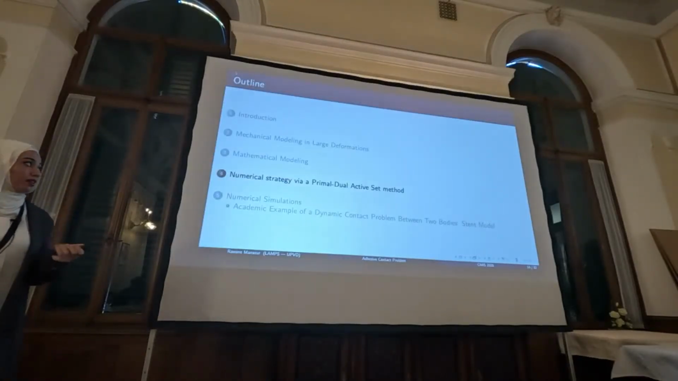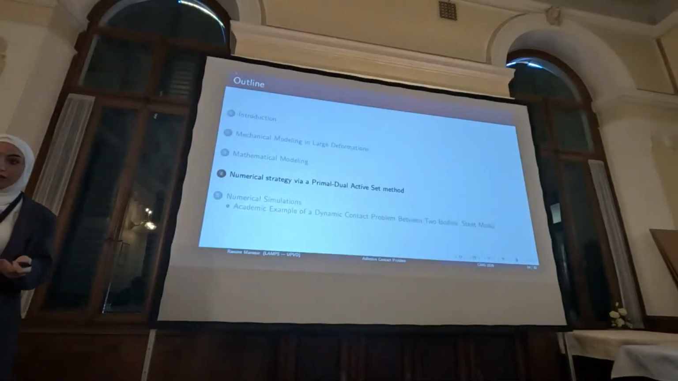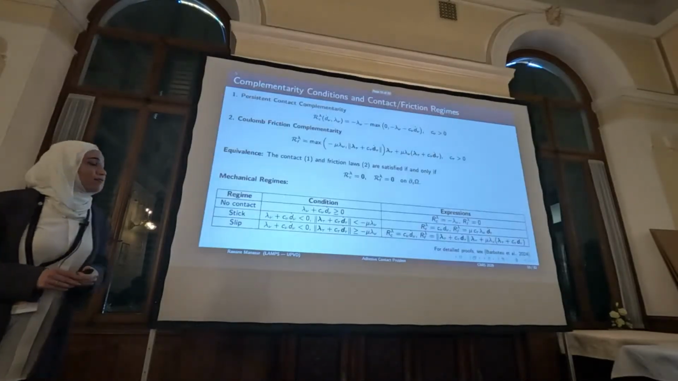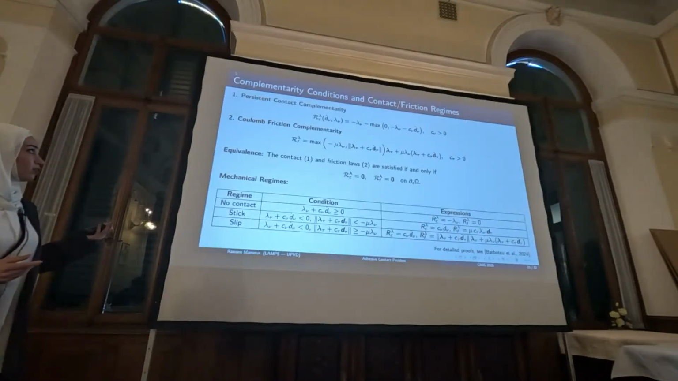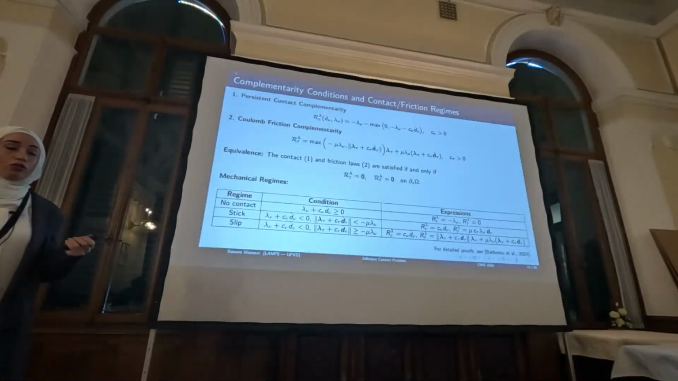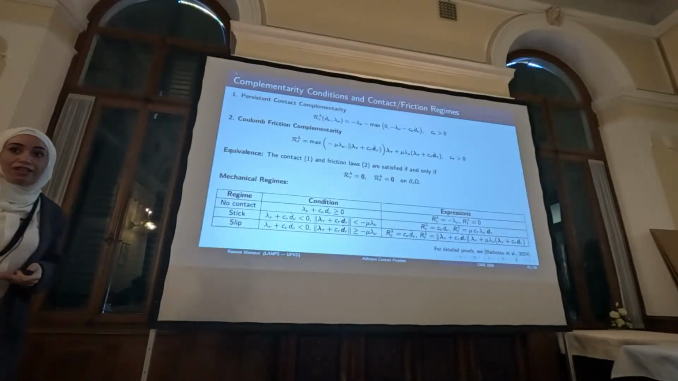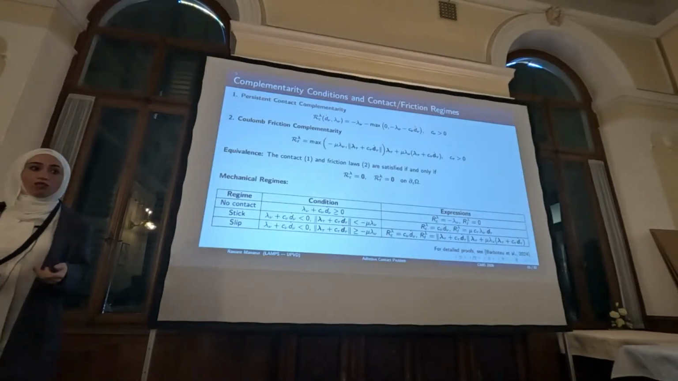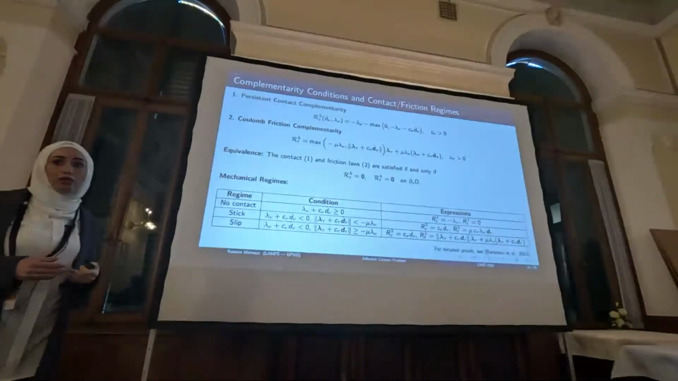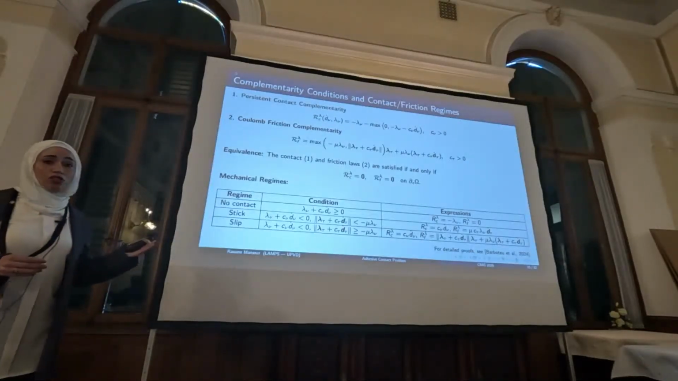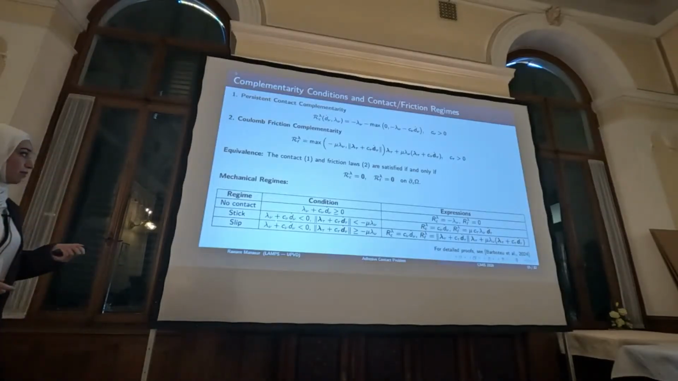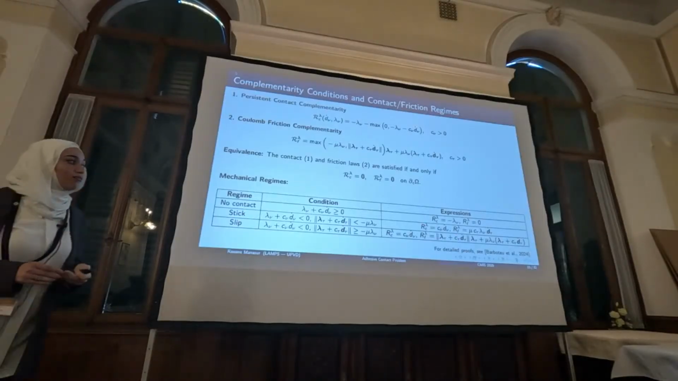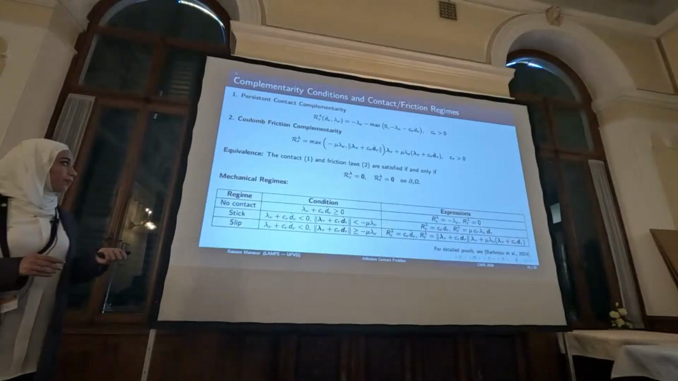Now I want to present the numerical strategy based on the primal dual active set method. First, contact and friction are reformulated as complementarity functions. So persistent contact is represented by R lambda C, while Coulomb friction is represented by R lambda F. The physical conditions can be represented as solving R lambda C and R lambda F equal to 0 on the contact boundary. These functions are semi-smooth, but their expressions depend on the physical regime. So we can identify three main regimes: no contact, gap, stick, and slip, with the corresponding formulations of R lambda C and R lambda F.